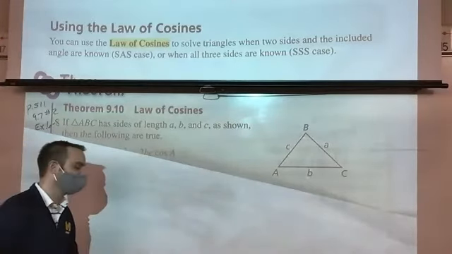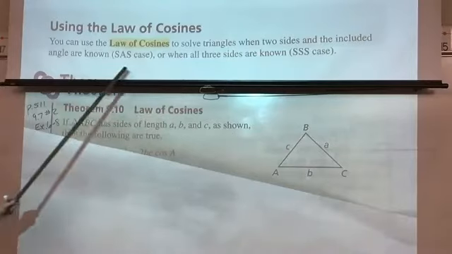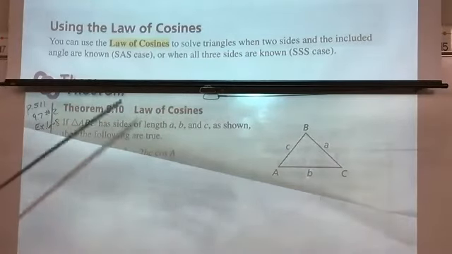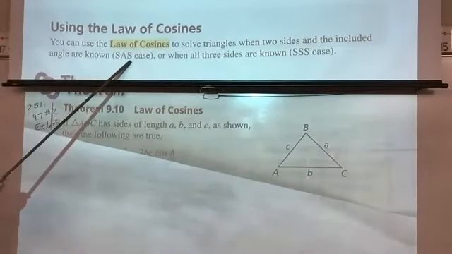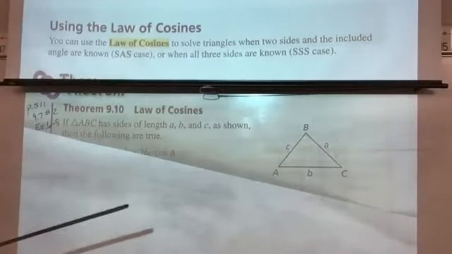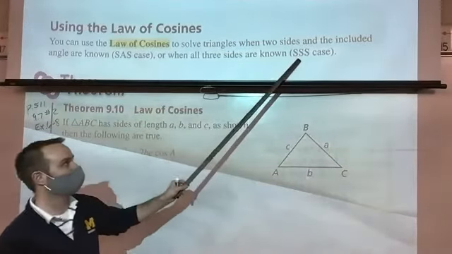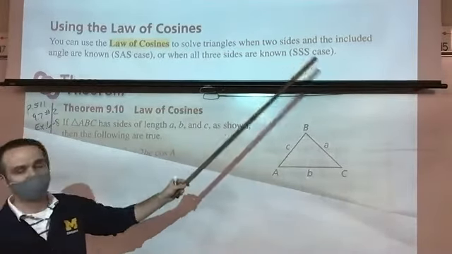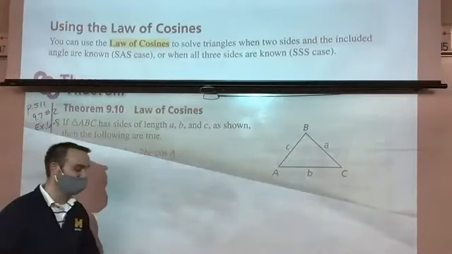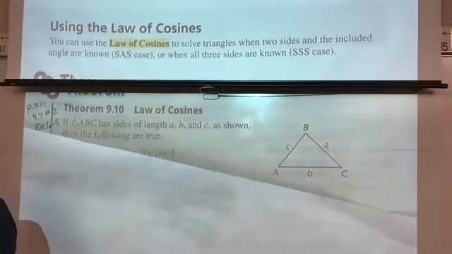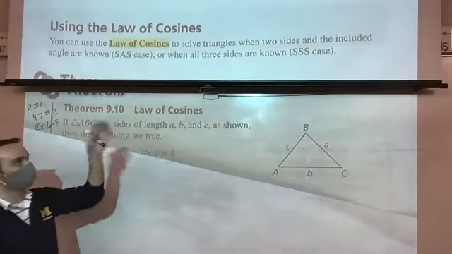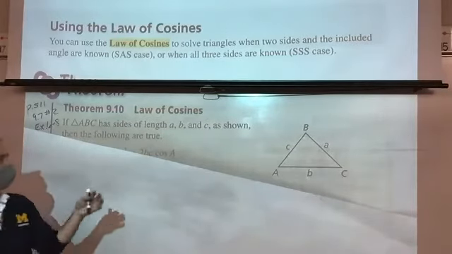So we're going to see two different cases here. We're going to see one where the pieces of information that we know form a side angle side. So we know two sides and the included angle, but nothing else. The other one, which is a little harder, is the side side side case, where they tell us all three sides and we have to solve for the angle. Okay, so those are the two situations that we're going to look at.